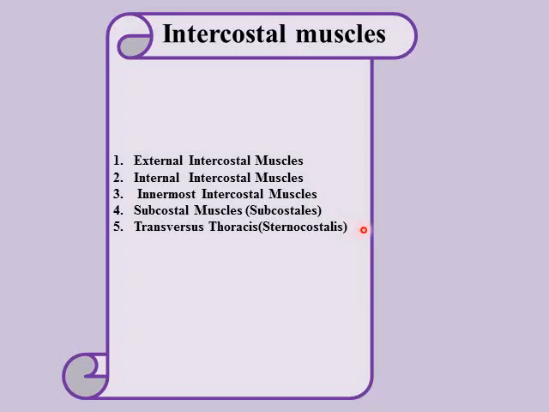Sternocostales lies anteriorly. It forms the third layer of the muscles of the thoracic wall anteriorly. Anterior, posterior, middle part of the thoracic wall, all of this forms the third layer of the intercostal muscles. This is the second layer or the middle layer, and this is the outer layer or first layer, external intercostal muscles.